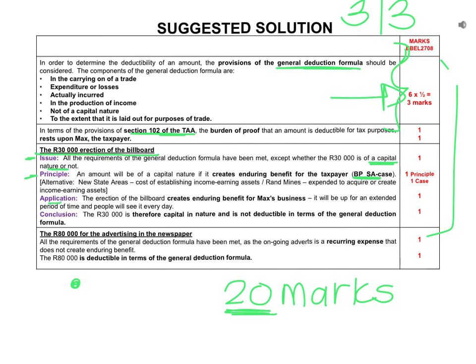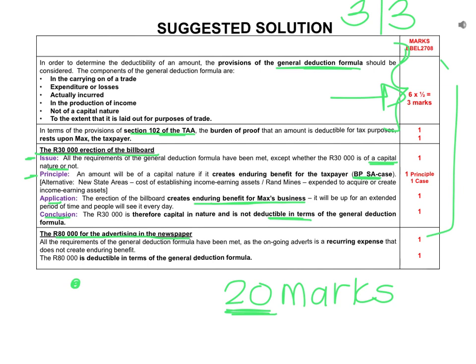So, if that is my principle, how do I apply? The erection of the billboard creates enduring benefit for Max's business. Okay, it will be up for an extended period of time and people will see it every day. And therefore, conclusion: the 30,000 Rand is capital in nature and is not deductible. Okay, I'm done. I've dealt with the 30,000 Rand. Now I can go on to the 80,000 Rand. Again, look, I've got a heading, the 80,000 Rand.